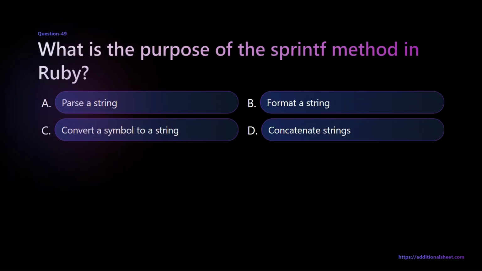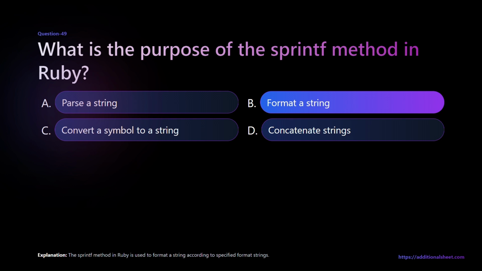What is the purpose of the sprintf method in Ruby? Option A, parse a string. Option B, format a string. Option C, convert a symbol to a string. Option D, concatenate strings. The correct answer is option B, format a string.